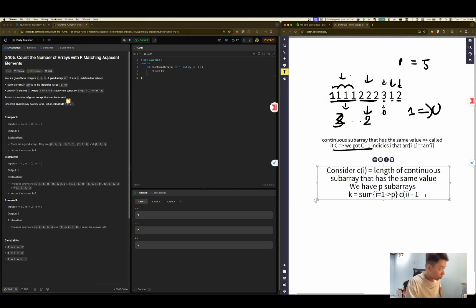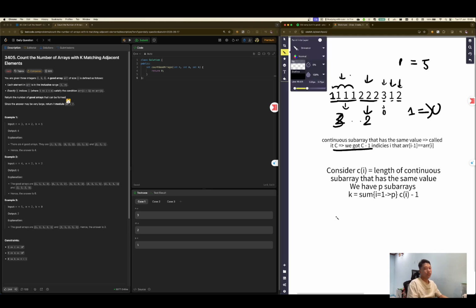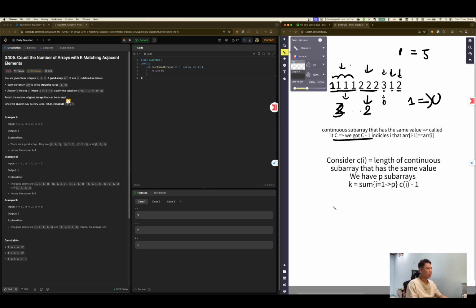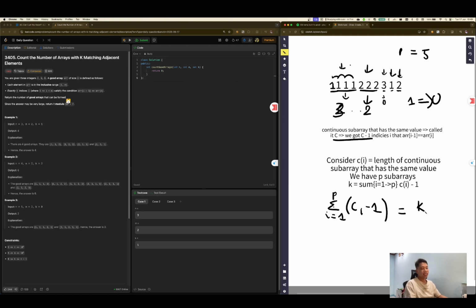It's obvious. Let me write it using math symbols: the sum for i from 1 to p, where p is the number of partitions. I call it a partition, meaning we divide the array into many continuous partitions. Sum of (c_i minus 1), with a bracket to make it clearer, must be equal to k given in the problem statement.